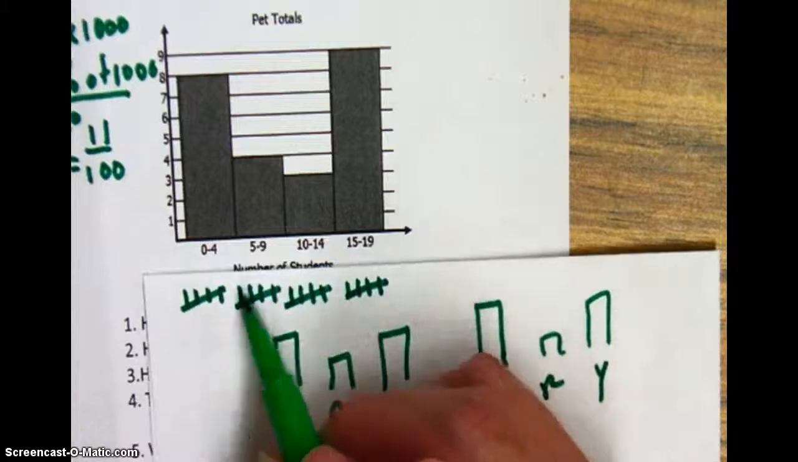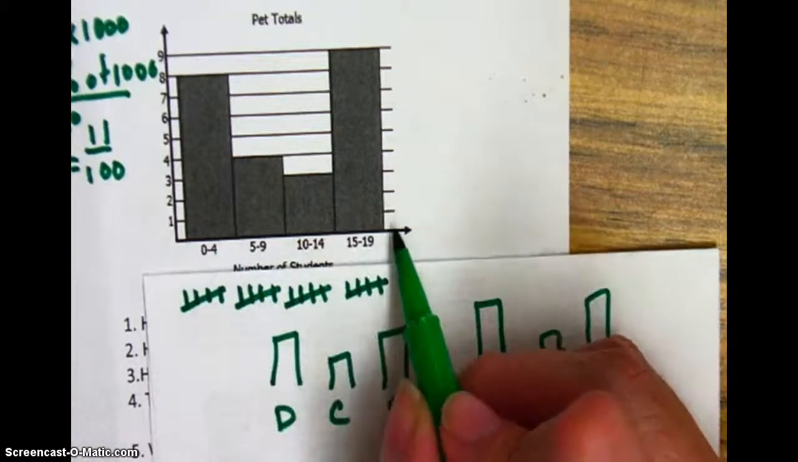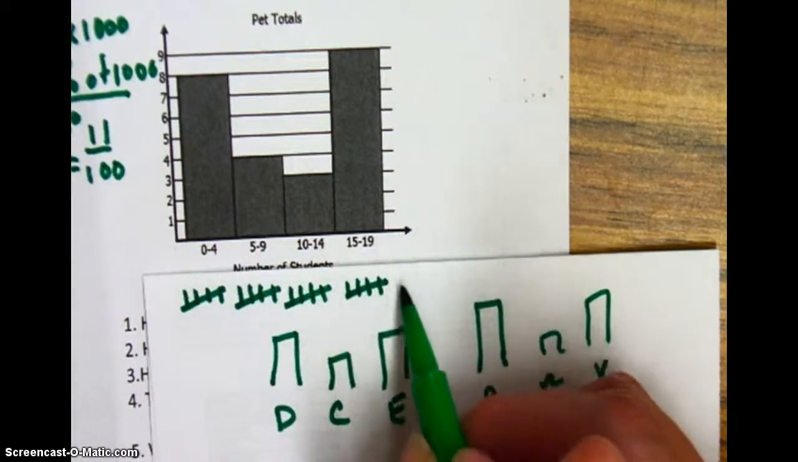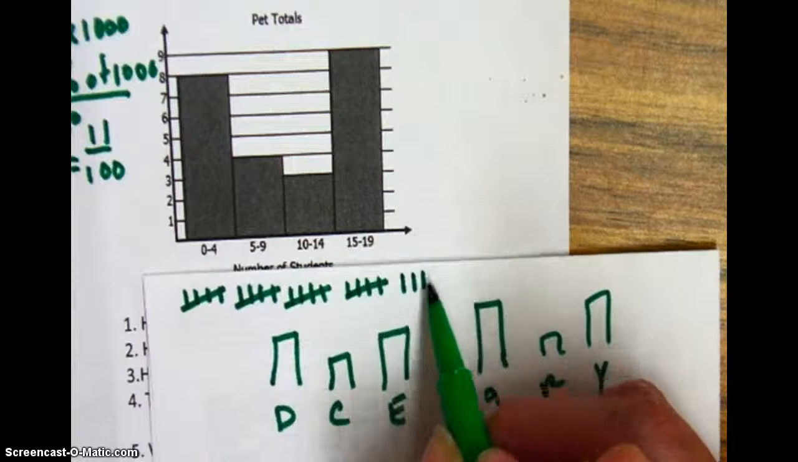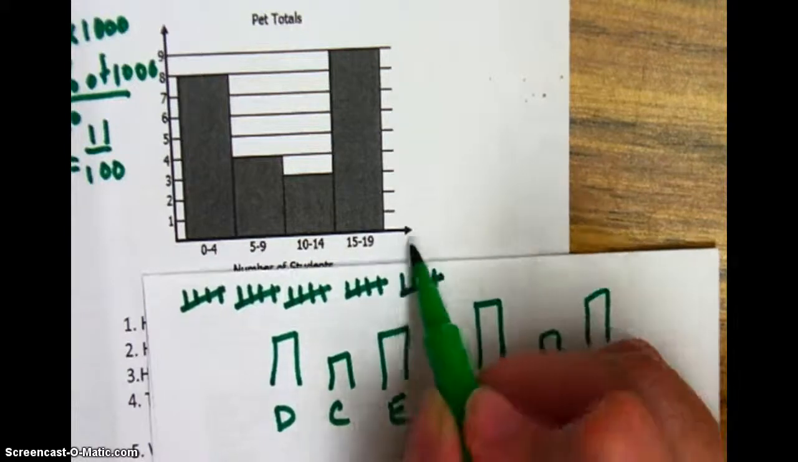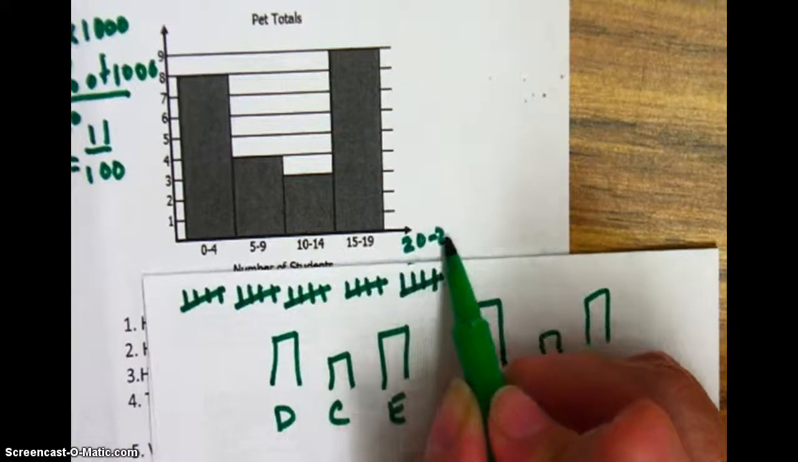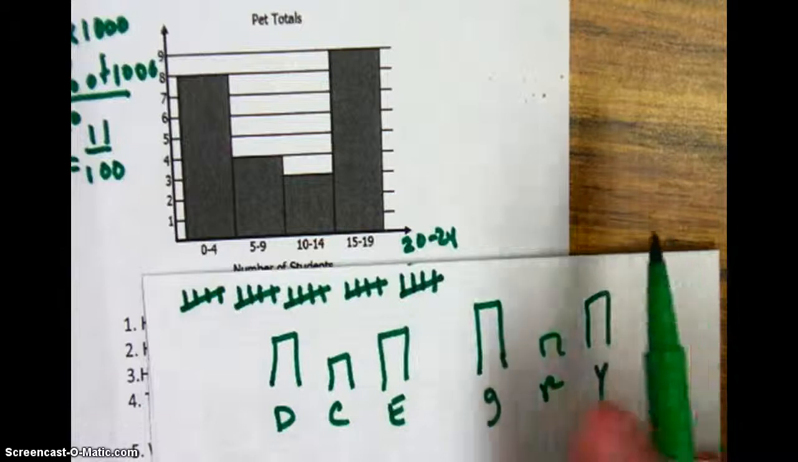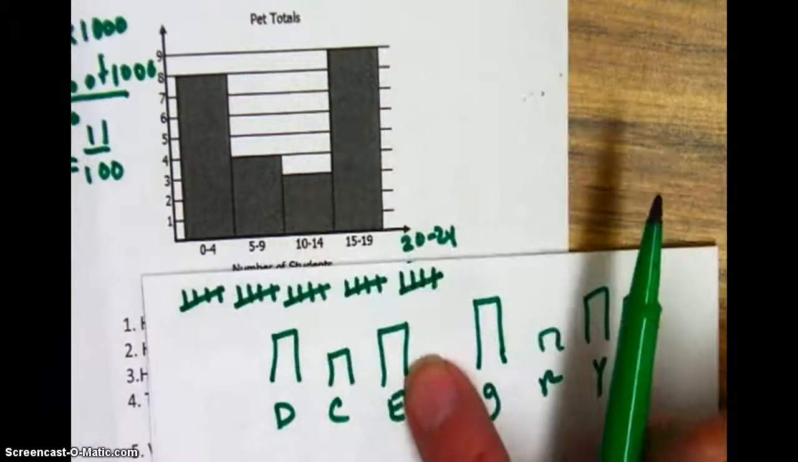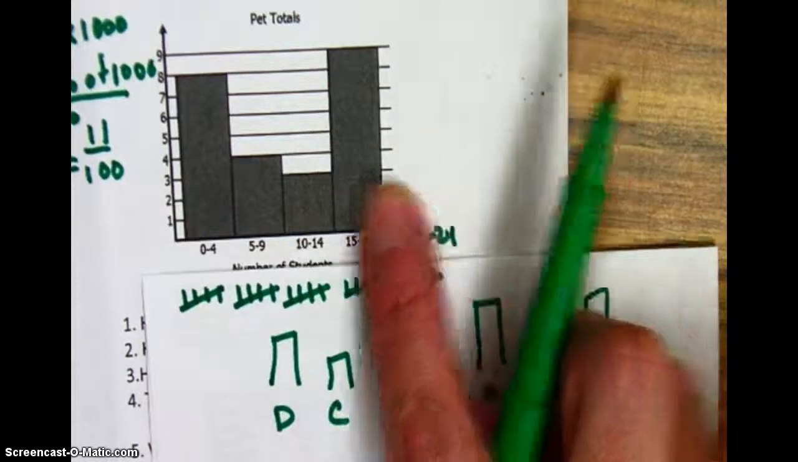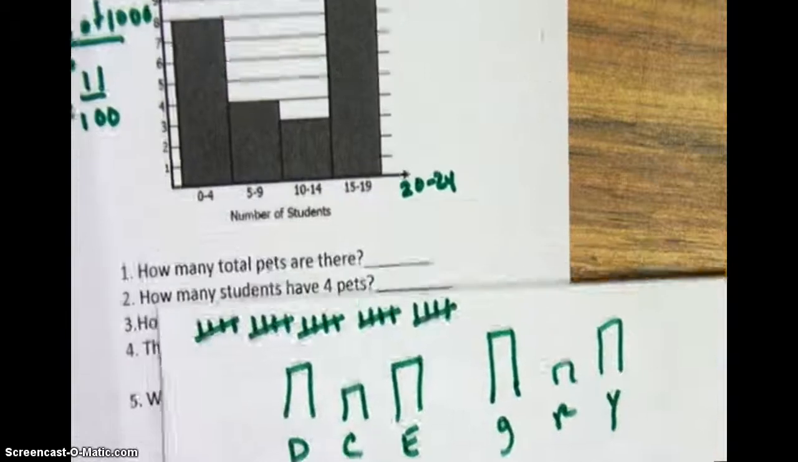So there's 5 numbers in each one of these. So the next section, if I wanted the next section, I would do 20, 21, 22, 23, 24. So this, if I wanted to do it, would be 20 to 24, and so forth. So that's the difference between a histogram and a bar graph. A histogram is continuous, and that's why the bars are touching.